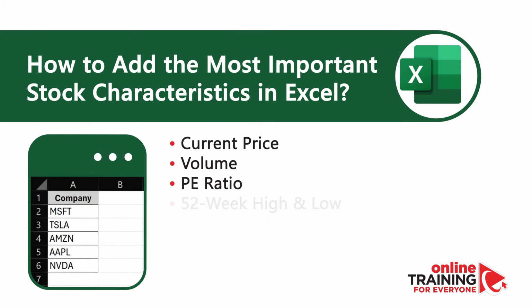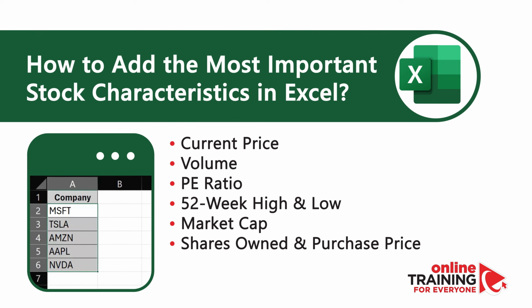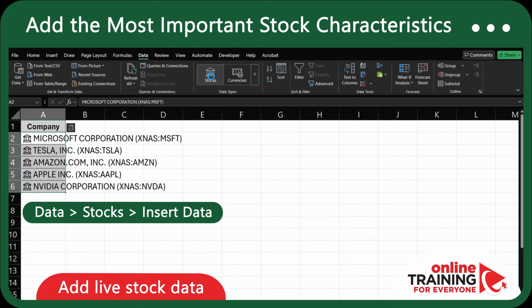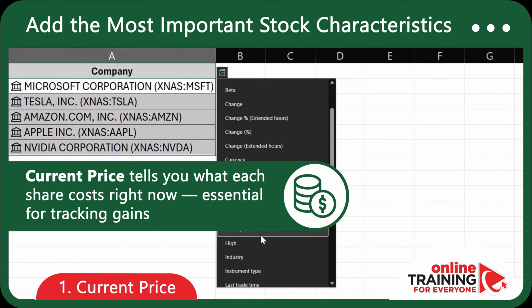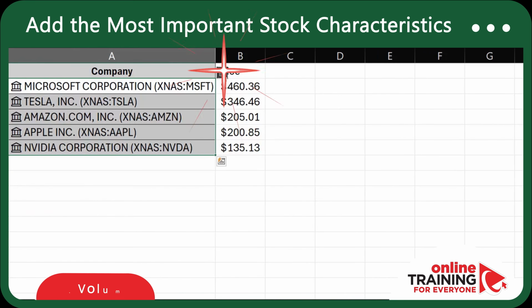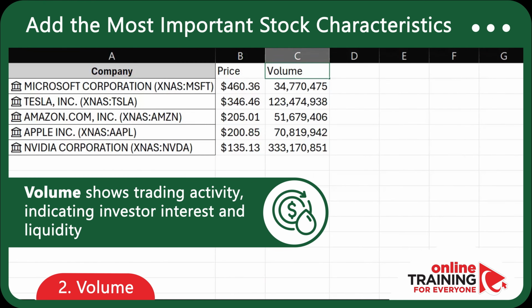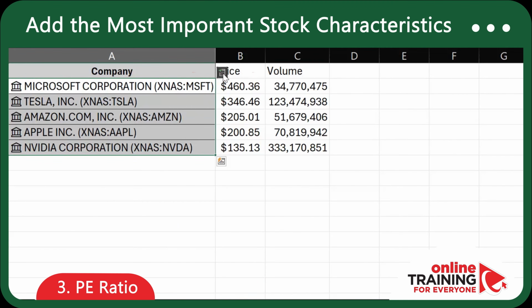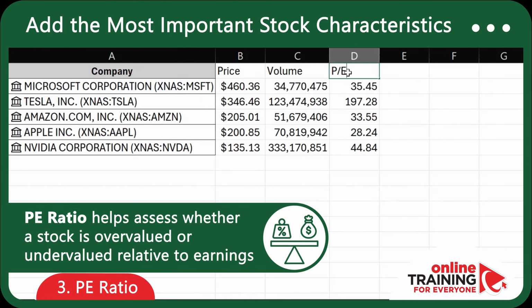When analyzing stocks in Microsoft Excel, there are 7 key characteristics that give you a powerful snapshot of each company's performance and valuation. Let's first convert stock tickers into stock data type, and then we can add each one of this magic 7. The first one is current price, which tells you what each share costs right now, which is essential for tracking gains. The second one is volume, which shows trading activity, indicating investors' interest and liquidity. The third one is price-to-earnings ratio, which helps assess whether a stock is overvalued or undervalued relative to earnings.